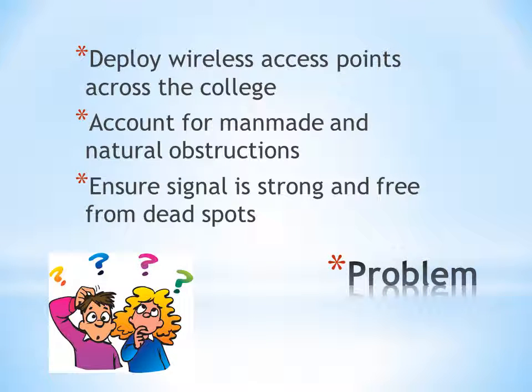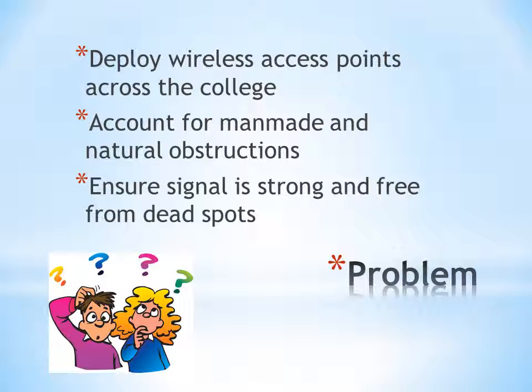So the problem is that we need to deploy wireless access points across the college. We have to account for man-made and natural obstructions. We also need to ensure that the signal is strong and free from dead spots. So we need to think about several different things. If there are trees, the materials in the building, how is this going to affect the wireless network? Is it going to cause dead spots or problem areas in the area?